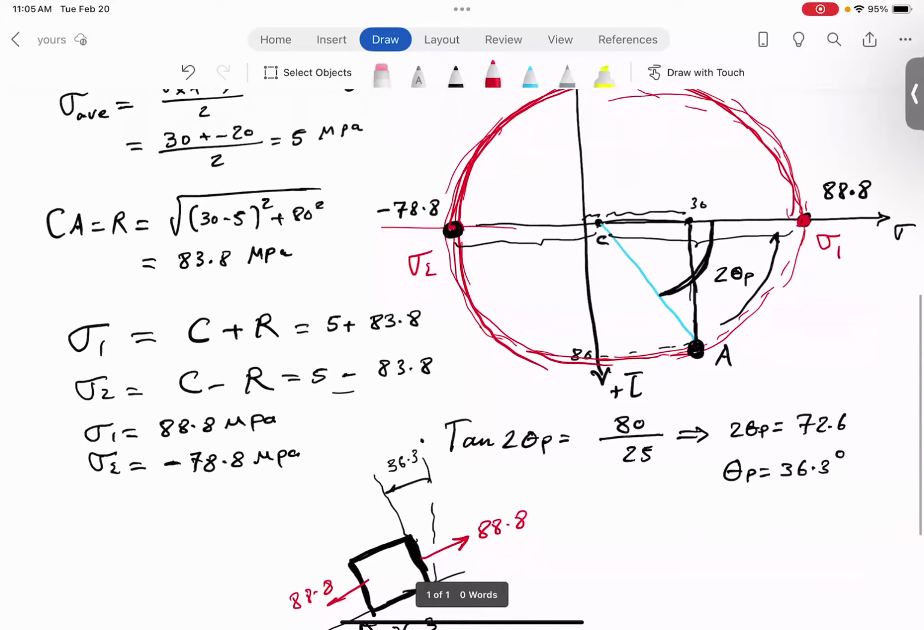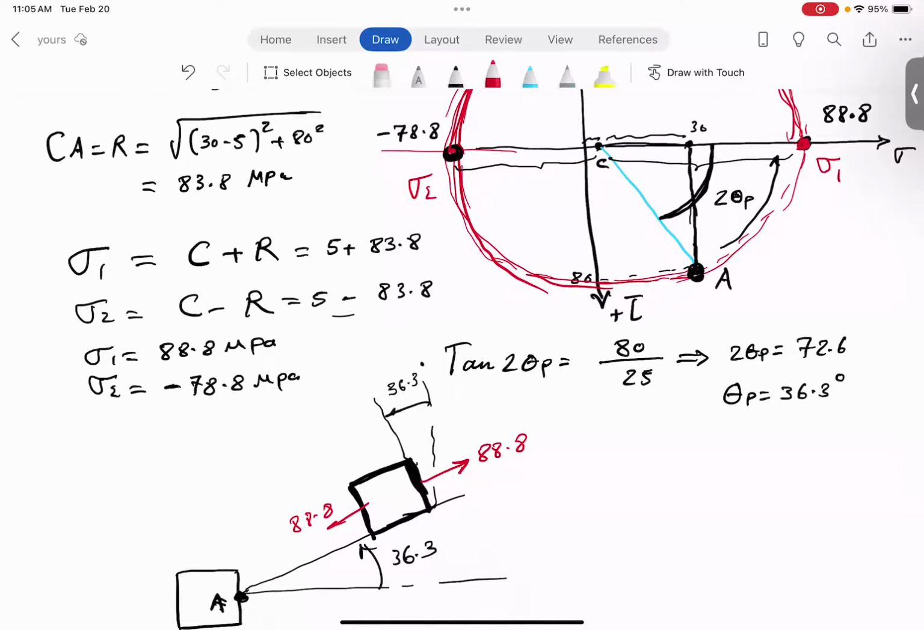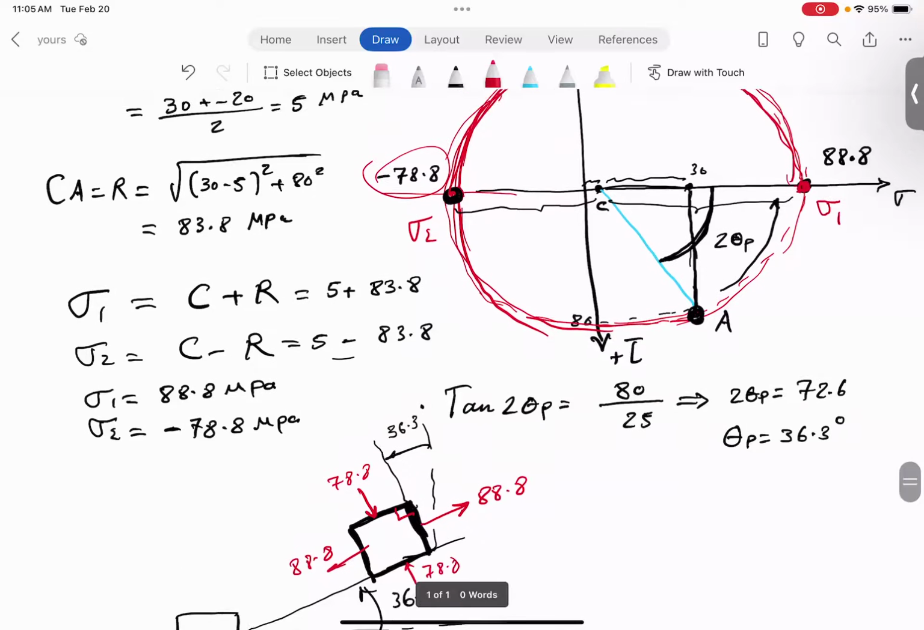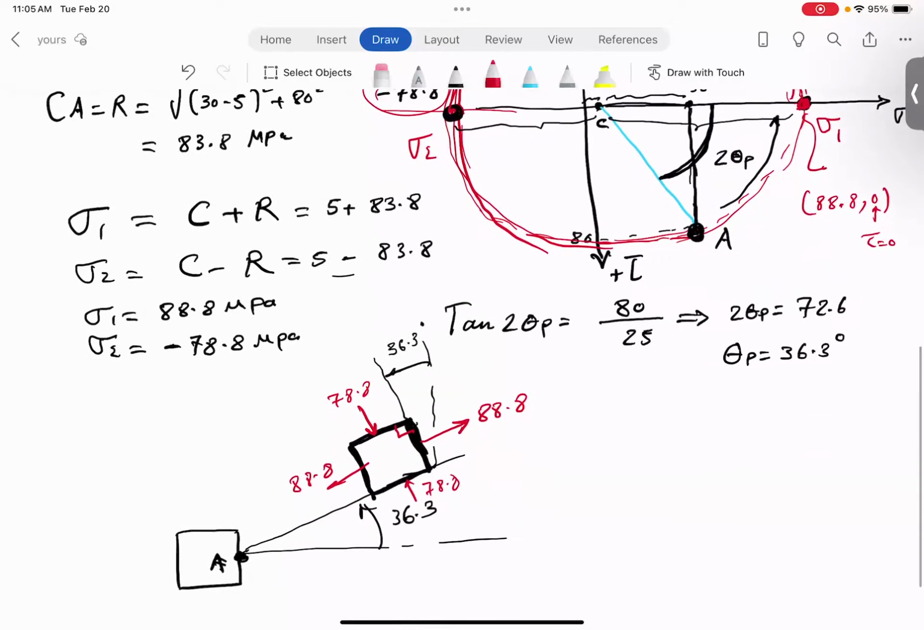But that's in the Mohr circle setting. When we come to the element, it's 90 degrees, half of it. So your compressive one will fall here, then 90 degrees to it, right? 78.8, 78.8. Remember, on the principal plane, shear stress is 0, because look at the coordinate of this point: 88.8 and 0. See, your tau is 0, right? So that's why you don't see any shear stress on the principal plane.